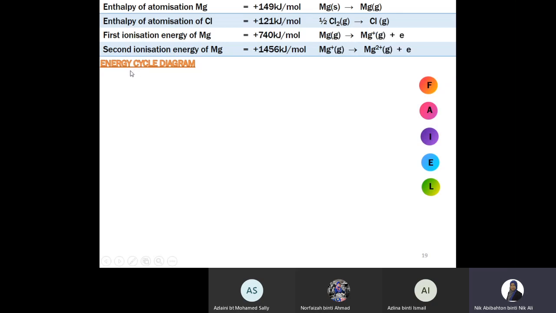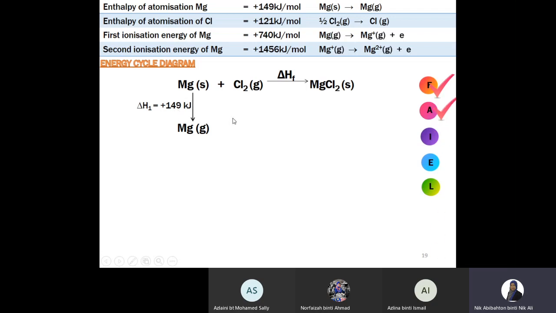I will show you the energy cycle diagram first. We're going to use the same acronym as we did just now. So we're going to start with the enthalpy of formation of magnesium chloride. The value of this enthalpy of formation is not given to us. That's why we have to calculate it. Okay, and then we proceed with the A, atomization. So we have the atomization of magnesium here, from solid changing to gas. We write the value of enthalpy as given in the equation, positive 149 kilojoule.